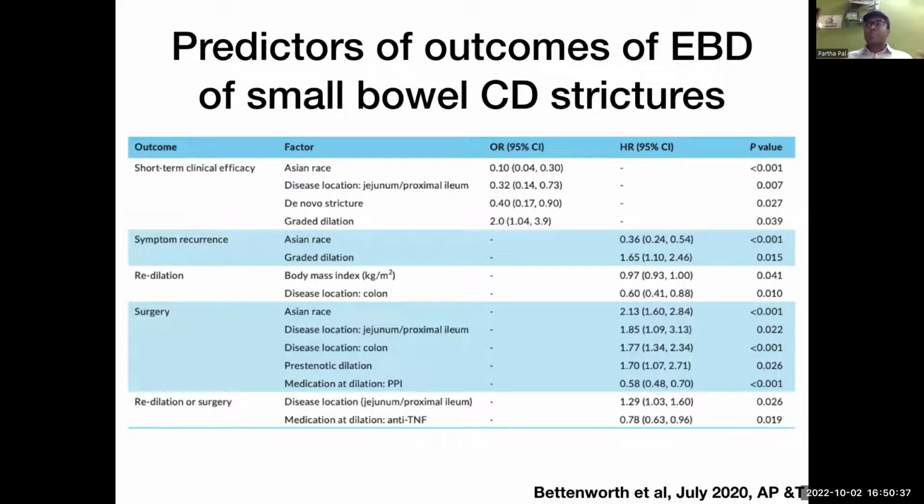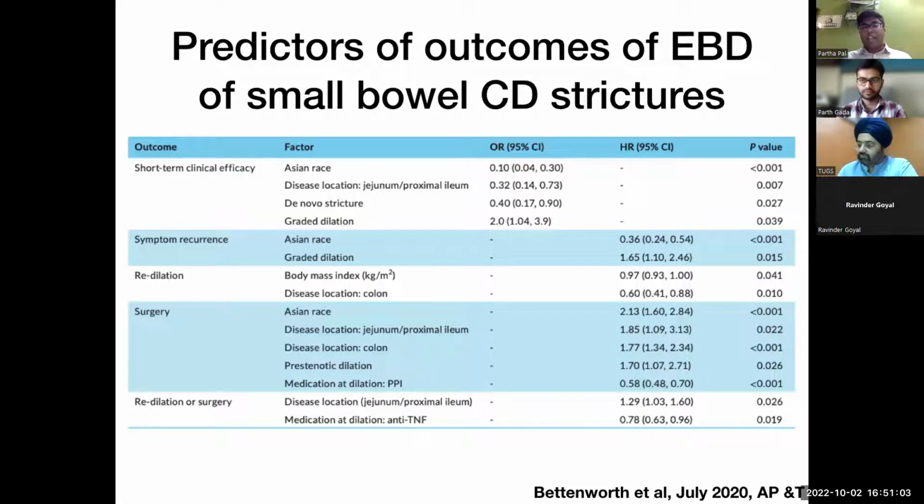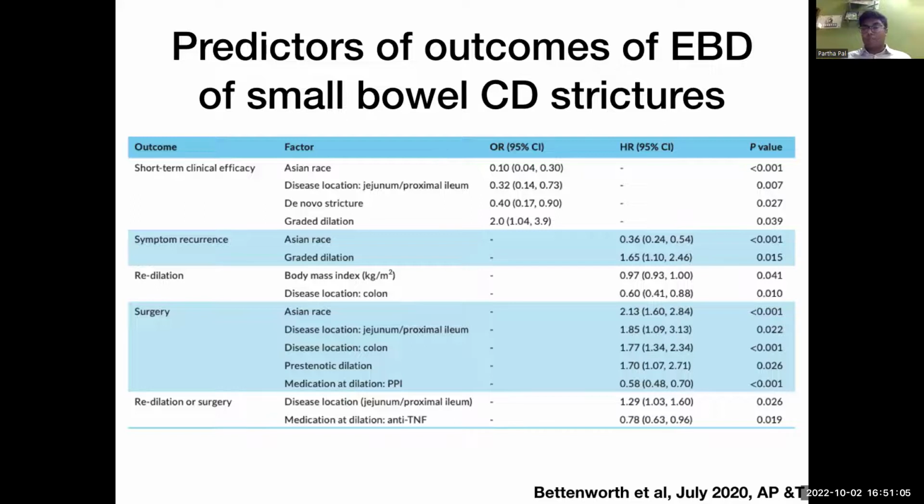Although Crohn's disease is an inflammatory disease and intralesional steroid and anti-TNF injection should be beneficial in strictures, in multivariate analysis they lost significance in predicting the success of endoscopic balloon dilation in these patients. Rather, ethnicity, location of the stricture, pre-stenotic dilatation, and medication at dilatation were more important.